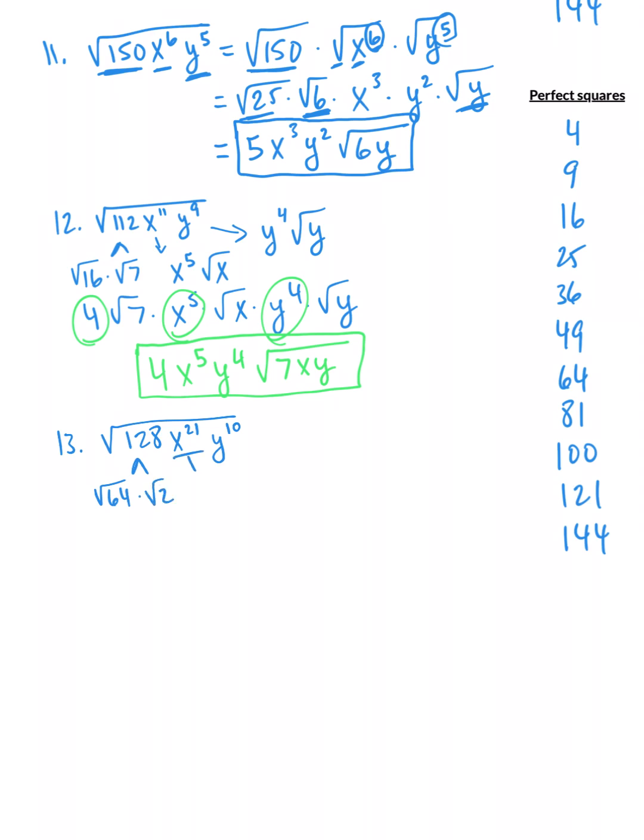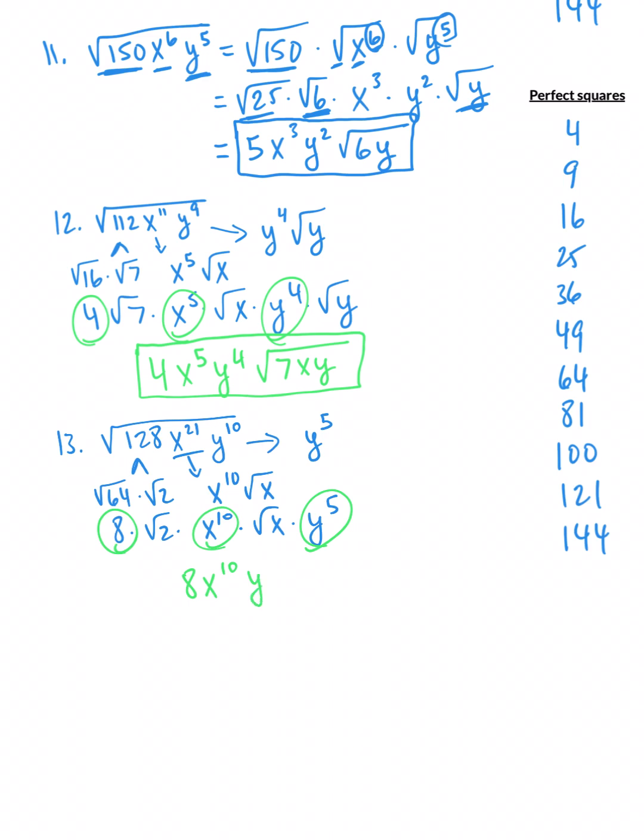x to the 21st, you can take out x to the 10th, half of 20, and then you are still left with a square root of x. And y to the 10th, you'll be able to take out the 5 pairs. So the square root of 64 is 8. And then we will rewrite it, writing everything that we took out of the square roots. And then we're left with the square root of 2 times x. And this is our final answer.